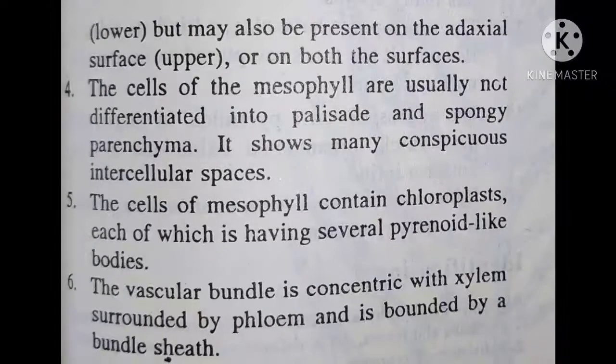The vascular bundle is concentric, with xylem surrounded by phloem and bounded by a bundle sheath. This is the anatomy of the leaf of Selaginella. Now in this video we have seen the external morphological features of Selaginella and the classification of Selaginella.